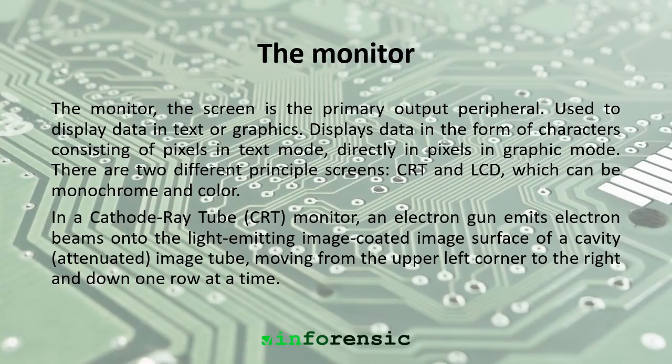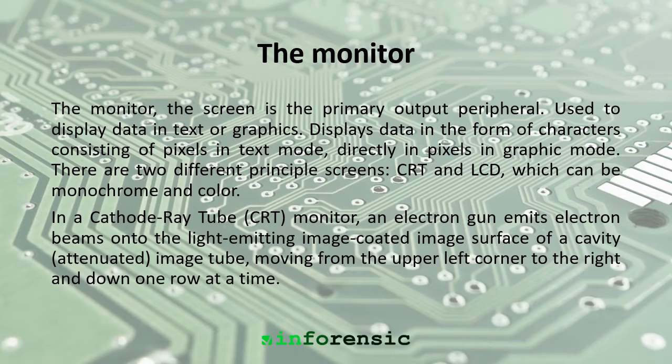The monitor, the screen, is the primary output peripheral. Used to display data in text or graphics. Displays data in the form of characters consisting of pixels in text mode, directly in pixels in graphic mode. There are two different principal screens, CRT and LCD, which can be monochrome and color.